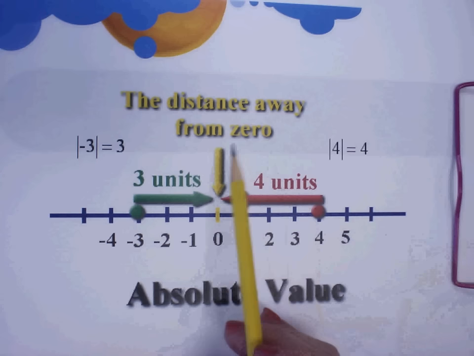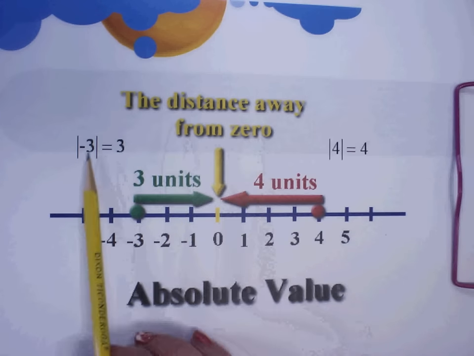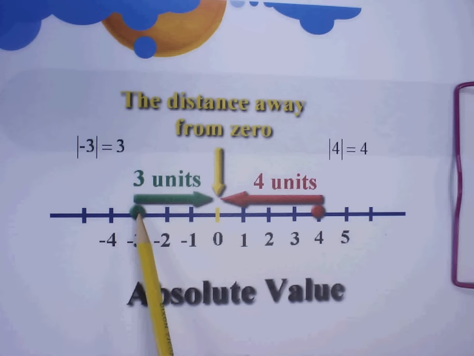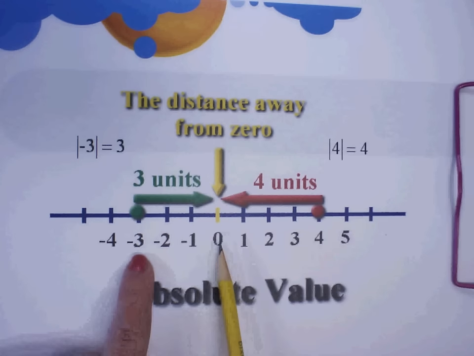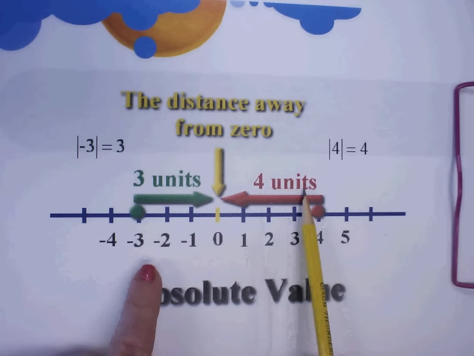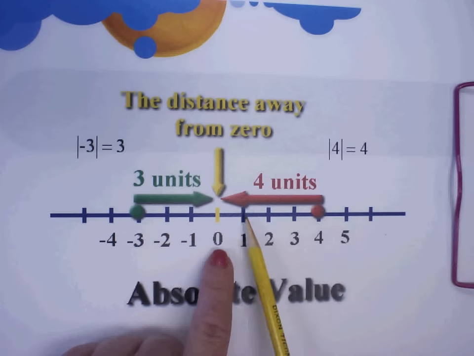Absolute value is the distance that a number has from 0. So for example, the absolute value of -3 would be 3 because there's 3 units from -3, 1, 2, and 3, all the way to 0. The absolute value of 4 is 4 because there's 4 units from 4 to 0. 1, 2, 3, and 4.